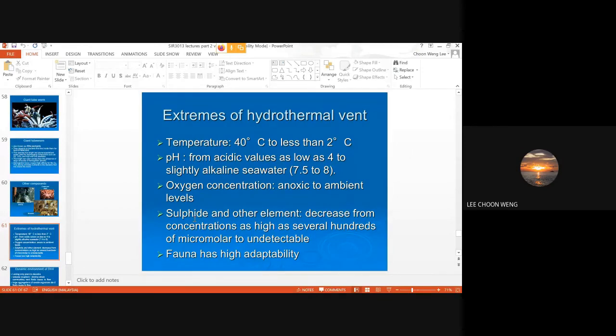You also have high concentrations of sulfite. Sulfite can be toxic. Okay? So if it's too high in concentration, it can be called toxic. So you can have high concentrations to undetectable concentrations. So the fauna, the organisms that survive at the deep sea hydrothermal vents, have to have high adaptability to the extremes of the hydrothermal vent.